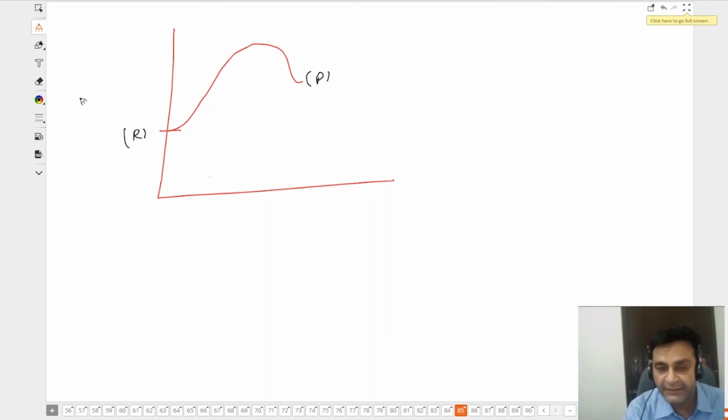What type of reaction is this if it is energy versus progress of reaction? Endothermic or exothermic? Endothermic, good. It means if this much amount of energy is provided, then only the reaction is feasible, otherwise not. If this much energy is required and it is provided, then only the reaction will take place.